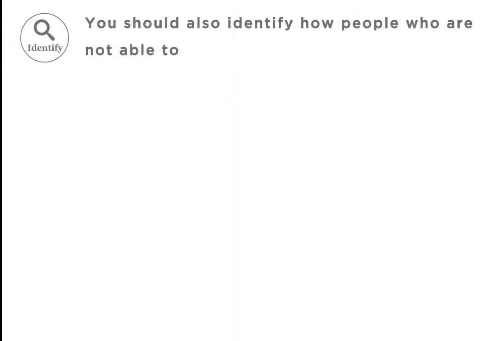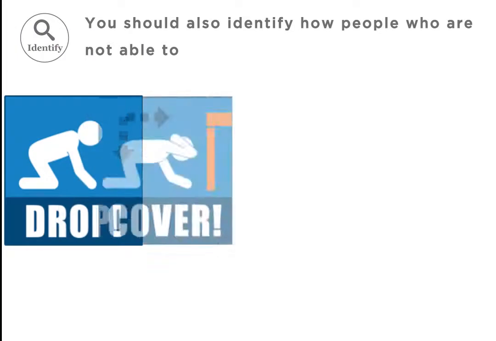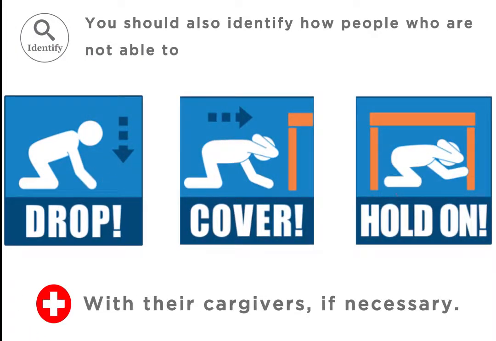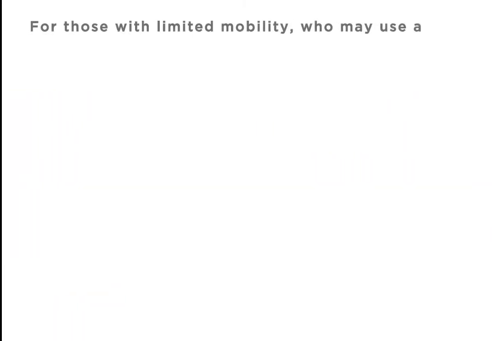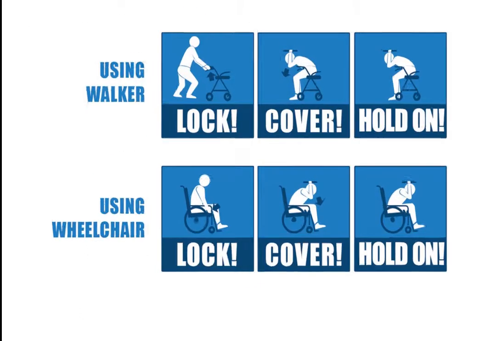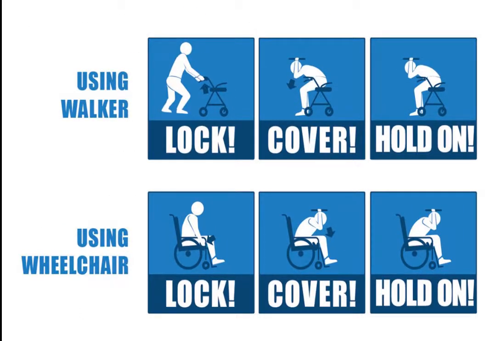You should also identify how people who are not able to drop, cover, and hold on can be protected with their caregivers if necessary. For those with limited mobility, who may use a wheelchair, cane, or walker, this could involve the actions of lock, cover, and hold on.